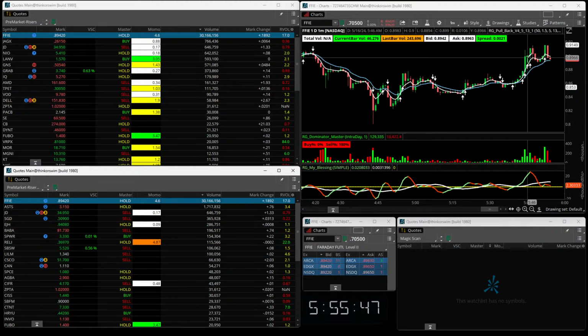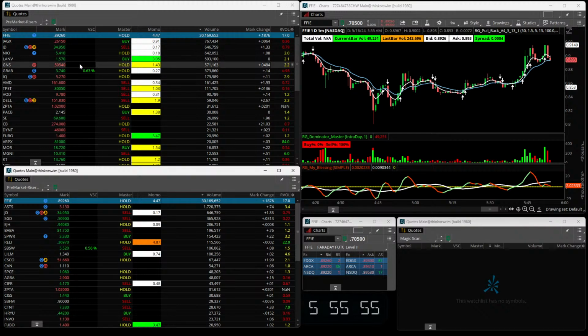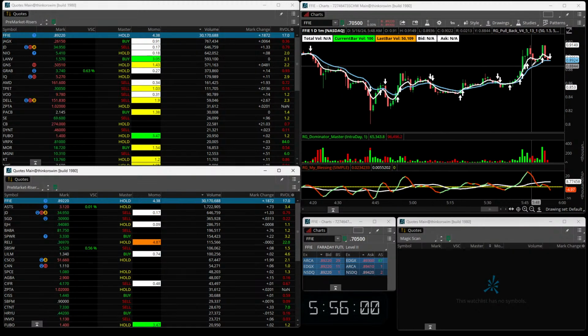Once we confirm we have the volume, we look for this crossover of these two moving averages. This is the 5 and the 13 EMA. And usually if we have a spike, they've already crossed over. You'll see these arrows pop in. That means there's more buyers coming in and spiking the price up.